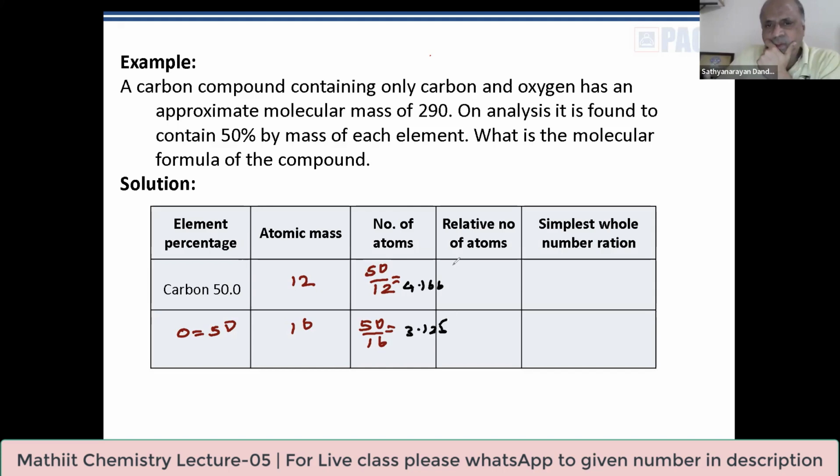3.125. So now 4.166 divided by the smallest number, 3.125. 3.125 divided by 3.125 is equal to 1, and 4.166 divided by 3.125 is approximately 1.33. So wherever 1.33, I told you, you should multiply by 3. If I multiply this with 3, I should multiply this also with 3. This will become 3 and this will be 4. So the formula becomes C4O3. This is the empirical formula.